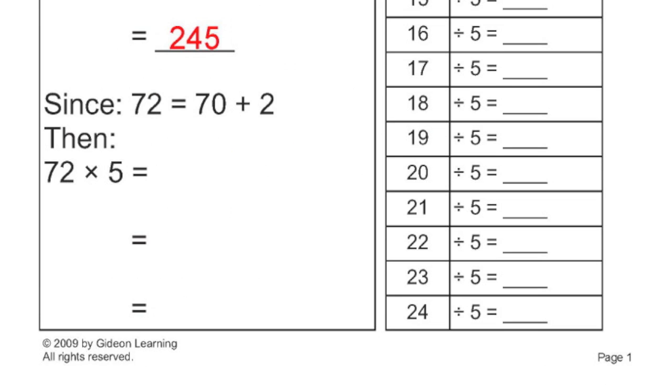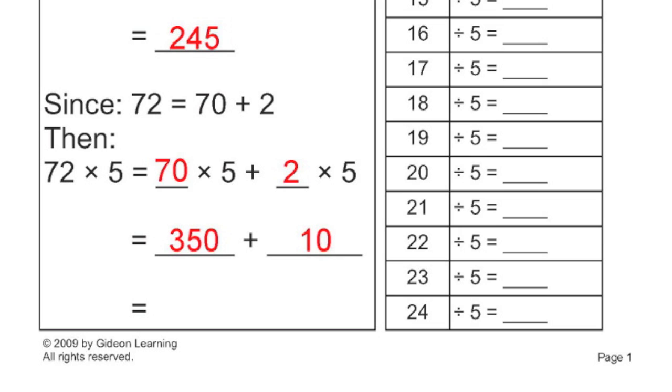Let's keep going down. Since 72 is equal to 70 plus 2, then 72 times 5 is like saying 70 times 5 and 2 times 5. That gives you 350 plus 10, which equals 360.